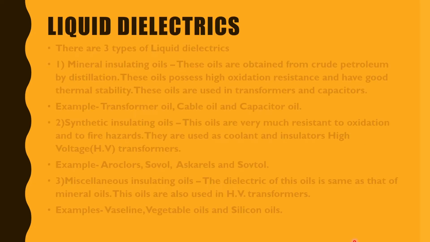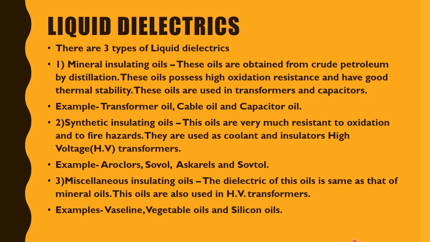Then let's move on to the next. As there are three types of liquid dielectrics, we should know about them in detail. First is the mineral insulating oils. These oils are obtained basically from crude petroleum by the process of distillation. These oils possess high oxidation resistance and thermal stability. They are basically used in transformers and capacitors.